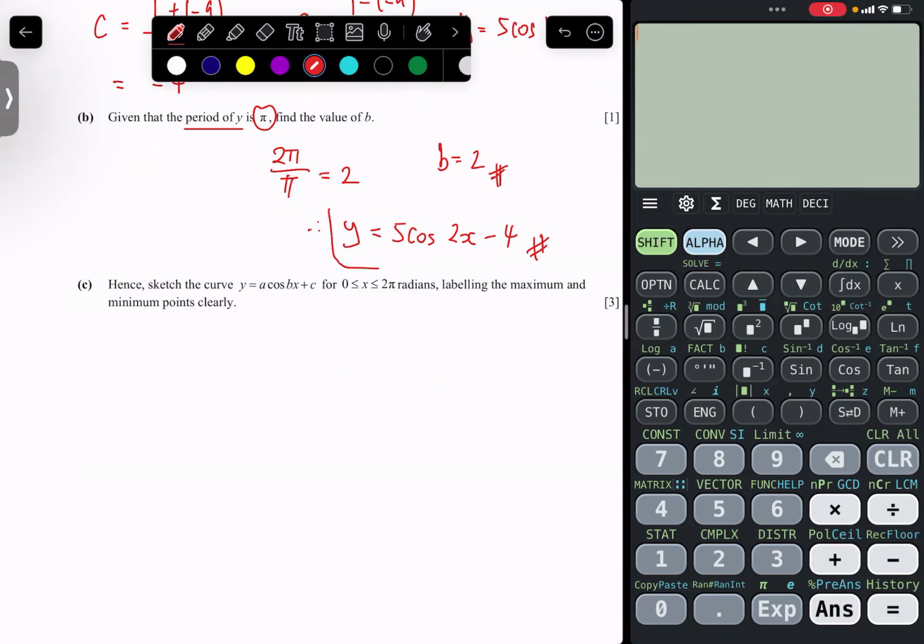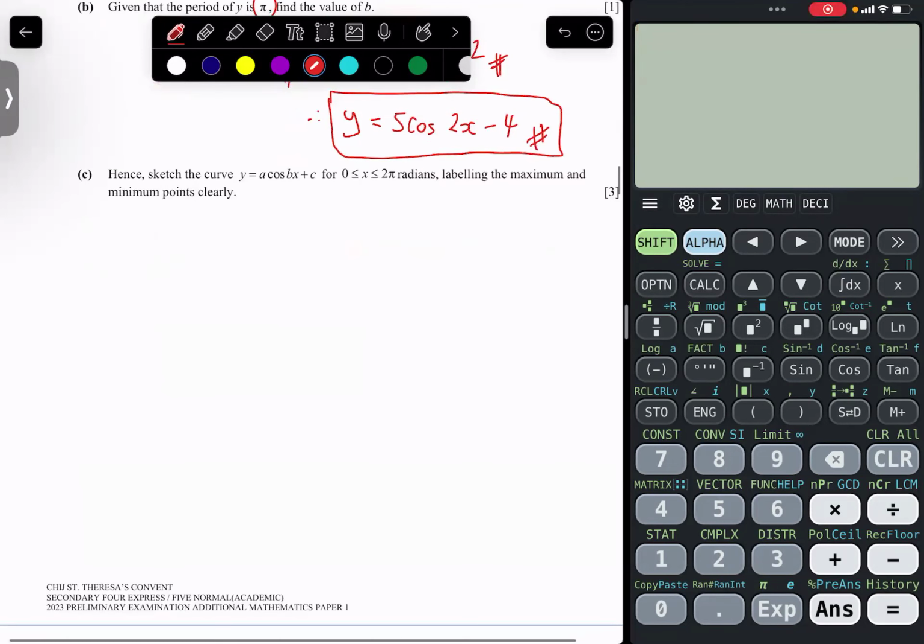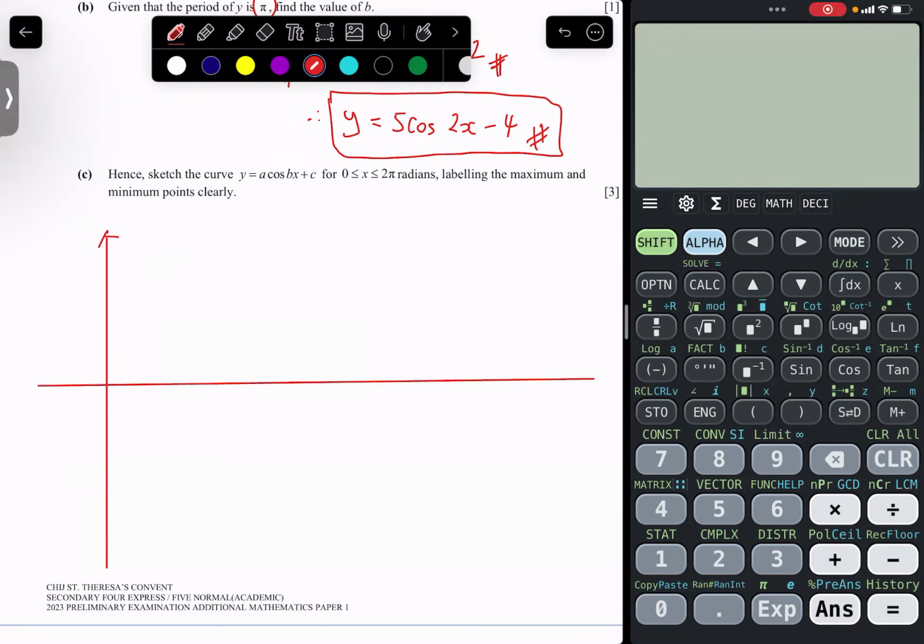Okay, so we know that the full equation is 5 cos 2x minus 4. Hence, sketch the graph for x more than 0, less than 2 pi, labeling the maximum and the minimum point clearly. Now, since the period is pi and they want us to draw until 2 pi, we are supposed to draw 2 cycles. Okay, so here is how I'm going to draw my cosine graph.